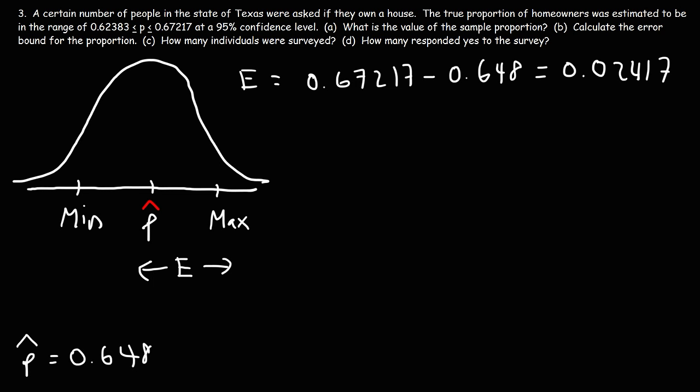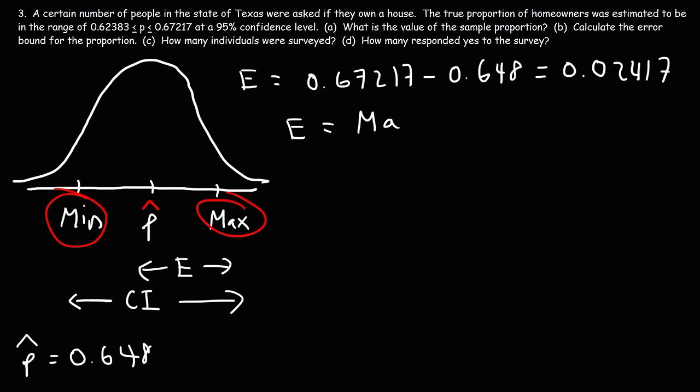Another way in which you can calculate that is to realize that the error bound is going to be 1/2 of the confidence interval. And the length of the confidence interval, its range, is the difference between the maximum and the minimum value. So the error bound is going to be the range of the confidence interval, that's the difference between the maximum and the minimum value, divided by 2.